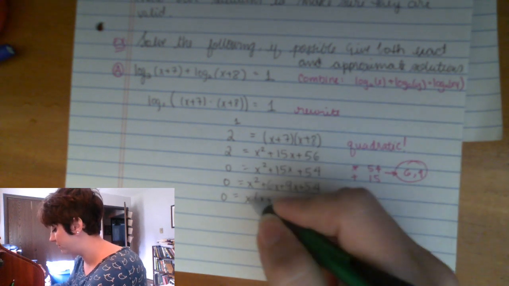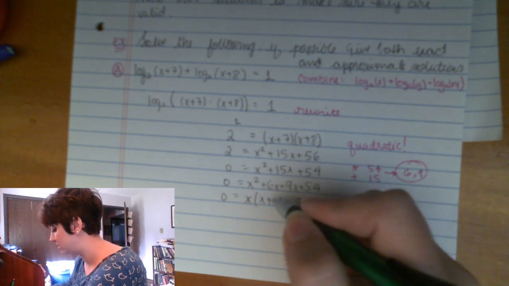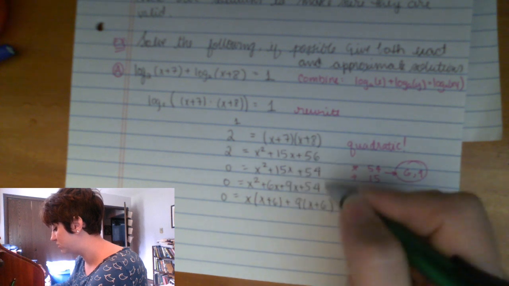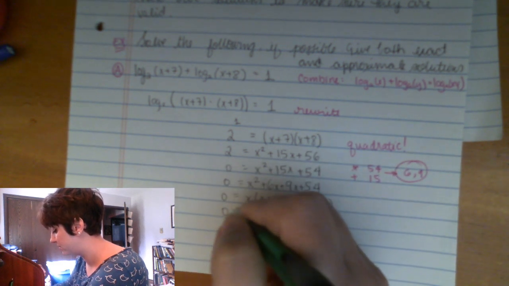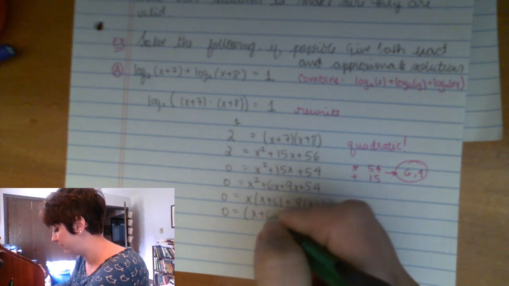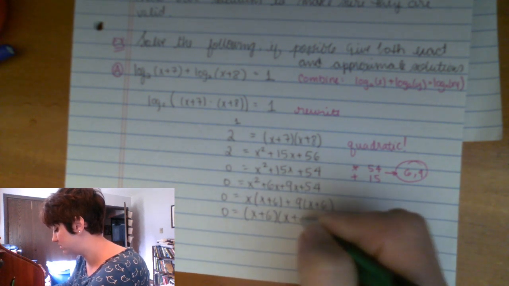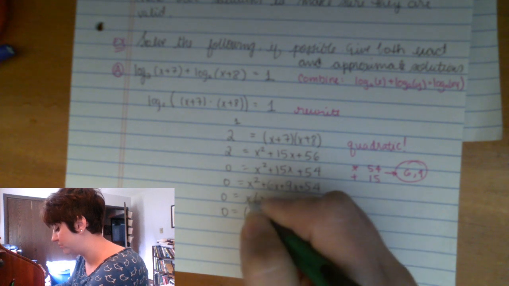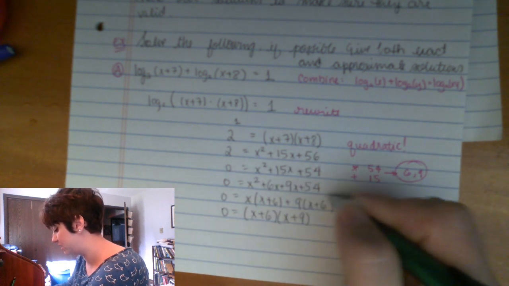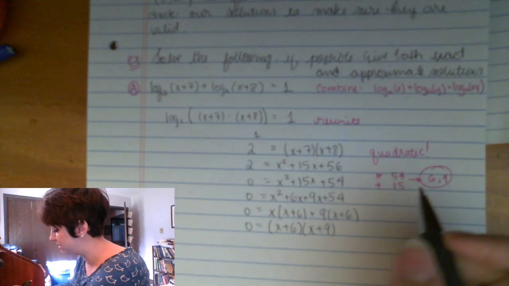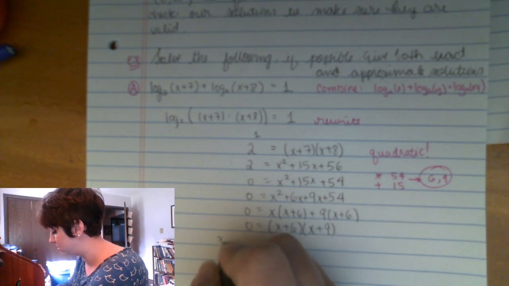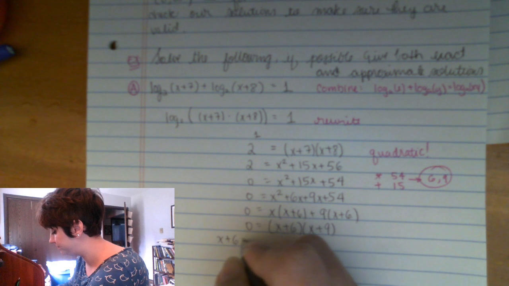From the first two terms, I factor out an x. That leaves me with x plus 6. From the second two terms, I'm going to factor out 9. That leaves me with x plus 6. Then I factor out x plus 6. From the first term, I'm left with x. From the second term, I'm left with 9. So now I have a product of two things equaling 0. One, the other, or both is 0, so I set them each to 0.